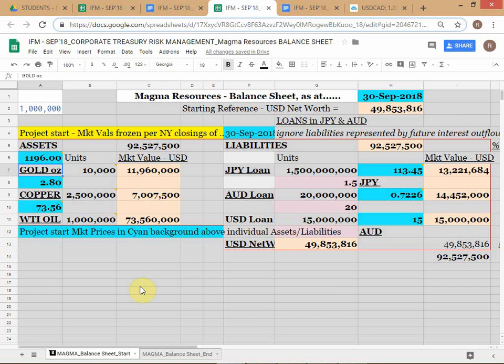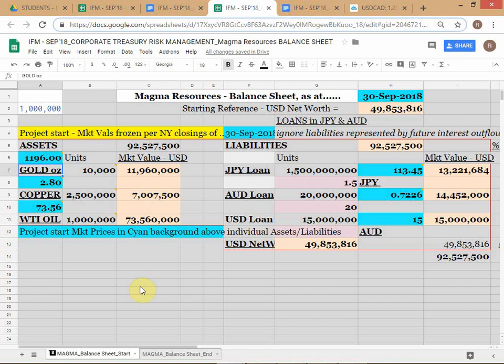Is there any change in the total balance sheet? Yes, sir. 97 to 92 or 93. But is there any change in the loans? No, sir. No change in the loan values, right? Because your loan liabilities do not change. We are looking only at the dollar value to standardize it. The dollar value of your loans has not changed.